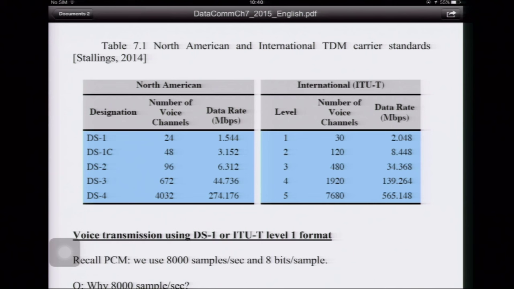Level 2 is 120 voice channels, and we have about 8.5, 8.4, 8.5 megabit per second, something like this. So you combine them together, okay? And if you have extra bits, it's because in the standard you have to add some more bits.